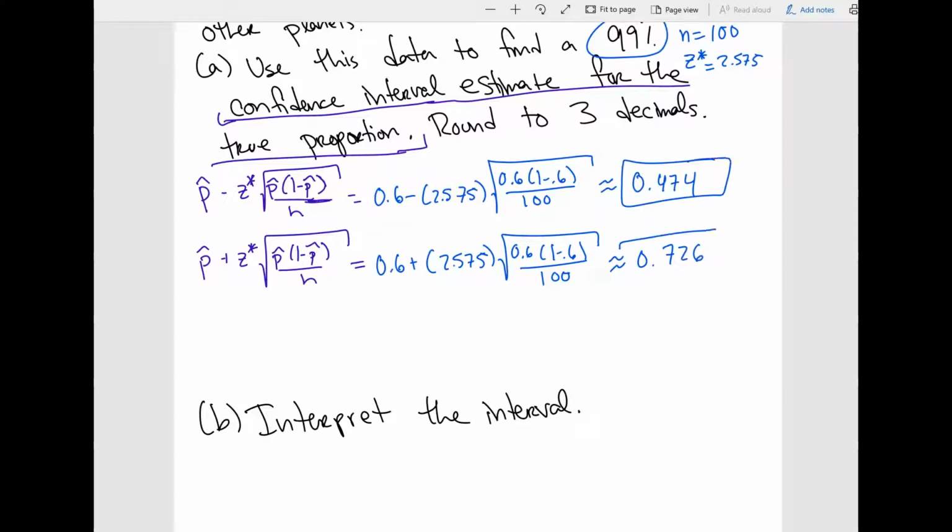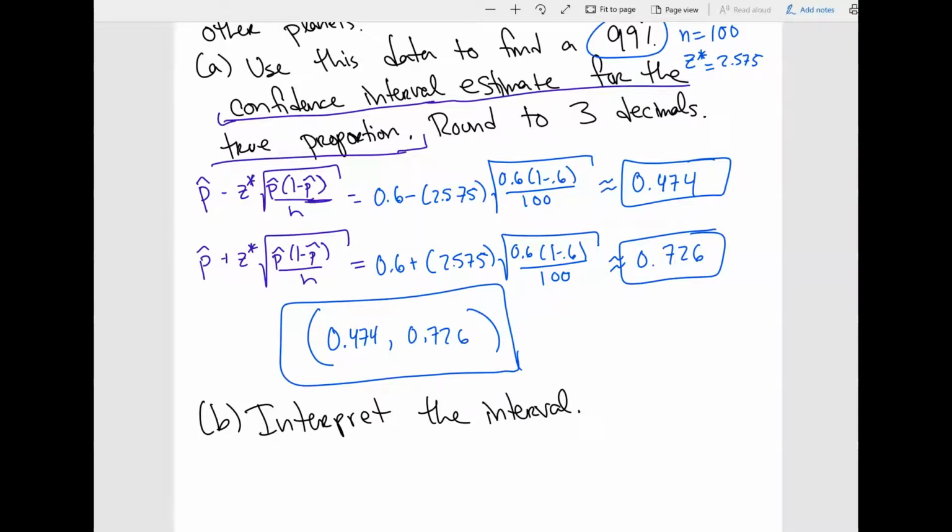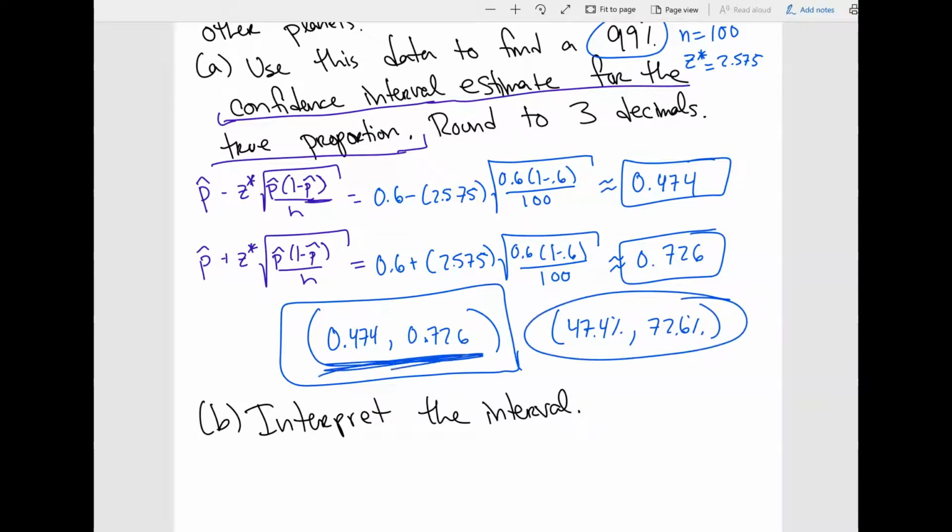The way you want to write them is in increasing order as an interval. So this is between 0.474 and 0.726. That's my confidence interval estimate. Some students like seeing it in percentages. You can leave it like this, or you can multiply by 100 and write it as 47.4% and 72.6%. I would prefer the proportion because we're talking about proportions, not percentages, but if you want to see it as a percent, this is basically what it looks like.